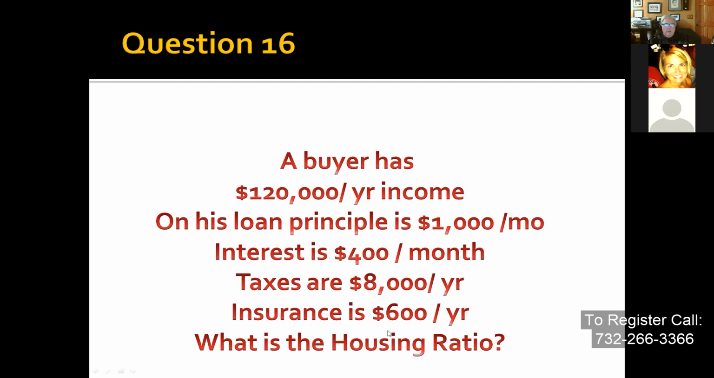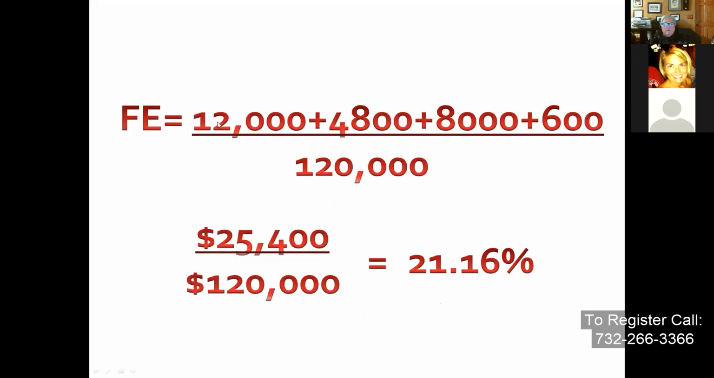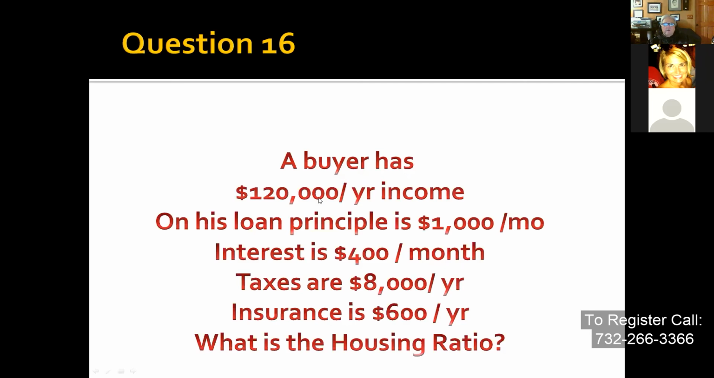So remember, front end ratio was PITI divided by income. So principal, interest, taxes, and insurance divided by income. You add all these things up, it comes up to $25,400. This is by the year, divided by his income by the year. So if you do it by the year, everything has to be by the year, and that brings a 21.16% front end ratio. And that's under 28%. That means he could easily afford to buy that house. He could easily afford to buy the house that had this kind of a payment.